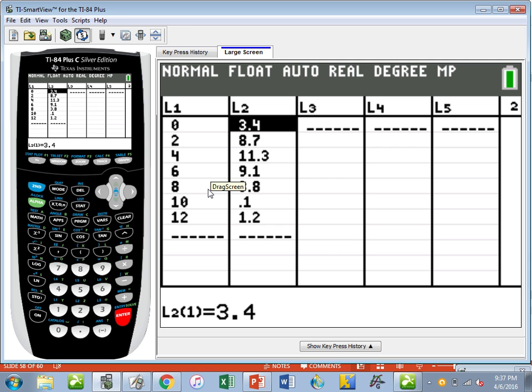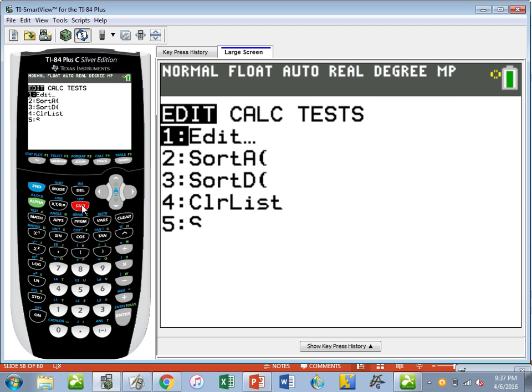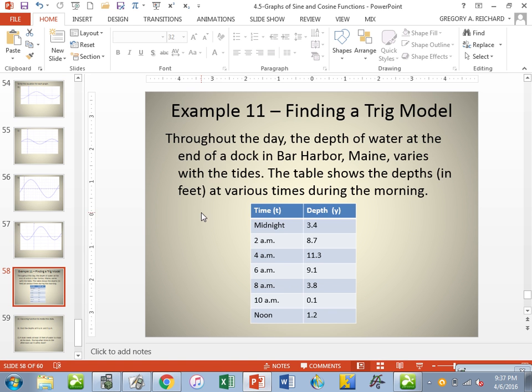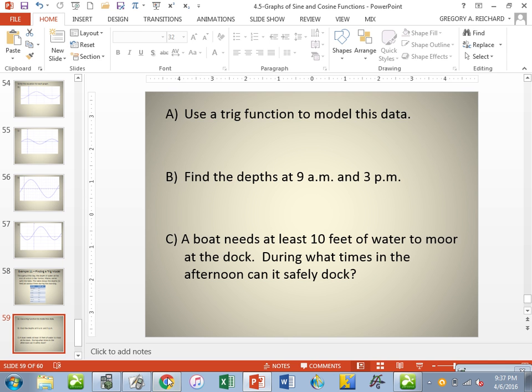So before we get to the different questions, what I want to do is take this and use a trig function to model the data. So I'm going to go back to stat and go to calculate. And this is part A, by the way, of this question here.